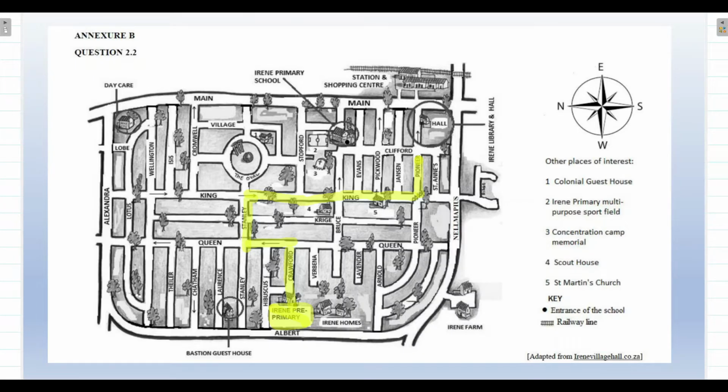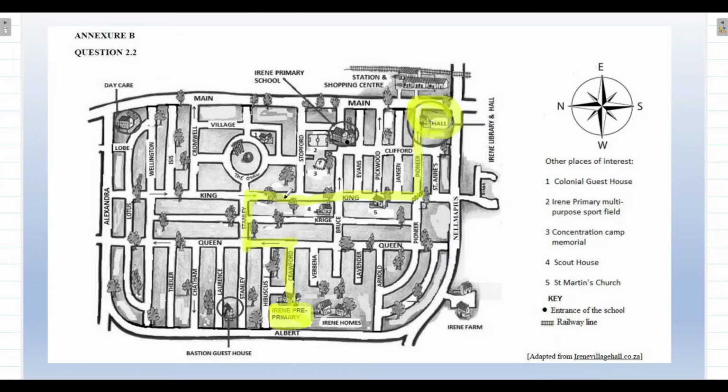Then we need to continue across the first street, so we're going to pass Clearfoot Street. And then the direction tells us that before the next intersection, which is the next intersection here on Main, Busisiwe will be waiting for David. So where is Busisiwe going to be waiting for David? At the Irene Library and Hall. This is where Busisiwe will be waiting for David.